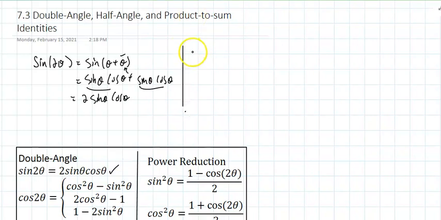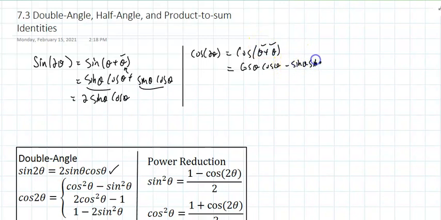I want to do the same thing to the cosine. The cosine of 2 theta is the cosine of theta plus theta. That turns out to be, cosine says cosine of the first, cosine of the second, but they're the same, minus sine of the first, sine of the second. So that turns out to be the cosine squared of theta minus sine squared of theta, and it's right there.